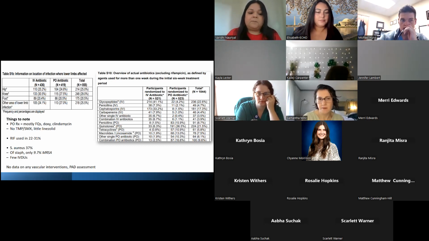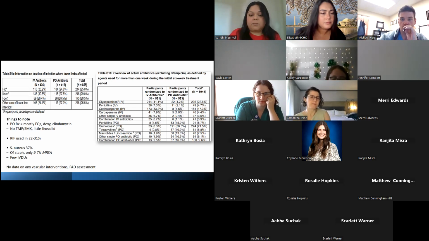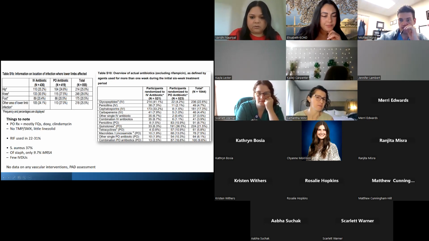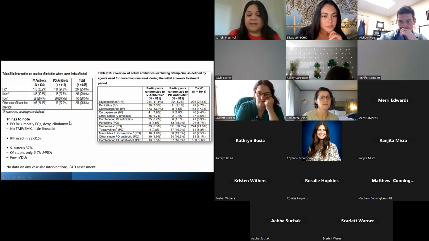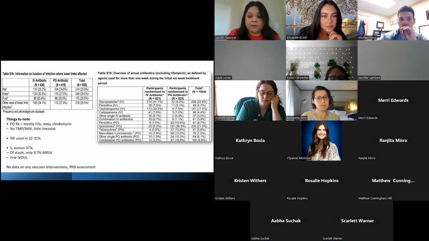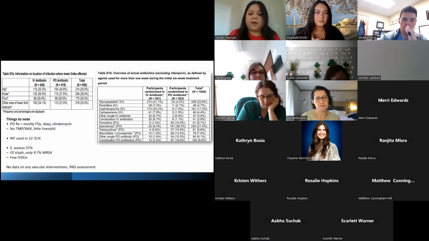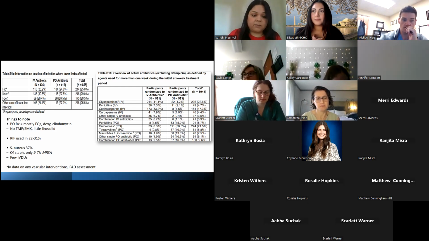If you look at the most common antibiotic used, and I'm focusing on oral, you can see that the quinolones were the most commonly used antibiotic in the PO group, obviously, because the IV group was more cephalosporins. This was followed by tetracyclines, which is doxycycline, and then clindamycin. There was no Bactrim, there was very little linezolid, and almost 30% of patients had rifampin use in this study. And this is because of the biofilm concept that we talked about earlier.